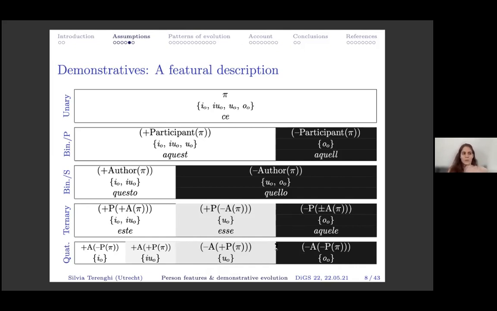One last option that we still haven't seen, but that we will get back to later, is given by the reverse ordering of composition. So if plus minus participant composes with pi first and plus minus author only later on. And here we derive this additional form that is the inclusive one. So we have the distinction between something that is only near the speaker, something that is only near the hearer, and something that is near both. So it parallels the inclusive-exclusive distinction in personal pronouns.